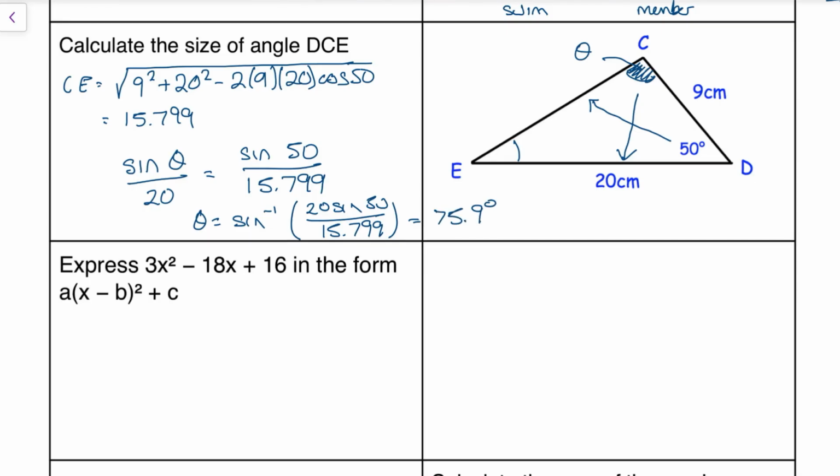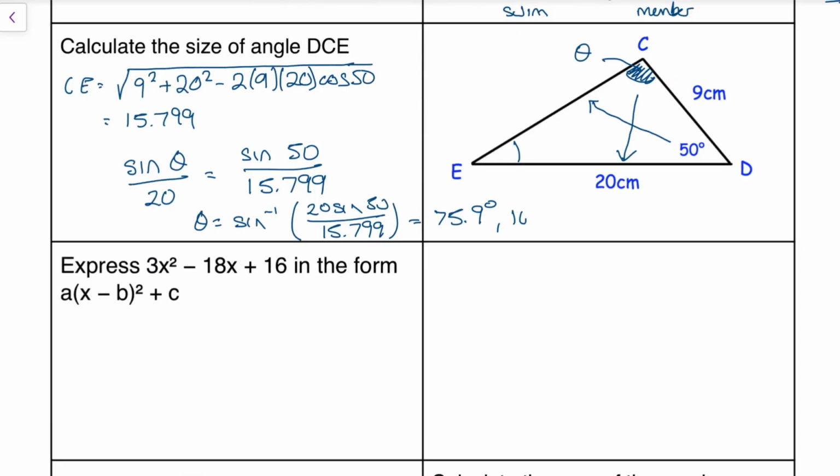Now, this is where we have a problem. Because I've used a sine rule, I actually don't know if it's 75.9 degrees or 180 minus that, which is going to be 180 minus my answer, which is going to be 104.1 degrees. So I don't know which of these is true. So I'm going to have to think of something clever now to try and work out which one, because the diagram normally makes it a bit more obvious.